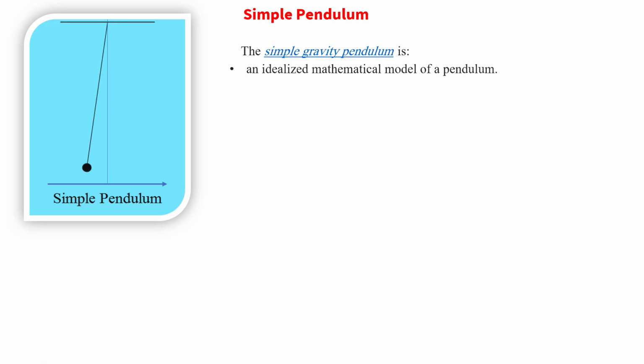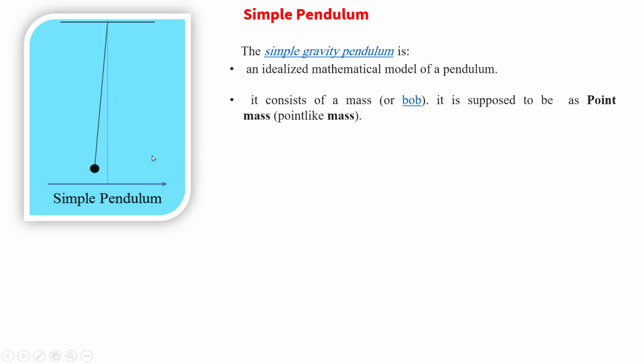The simple pendulum offers a method of measuring the constant acceleration due to gravity very precisely. The simple gravity pendulum is an idealized mathematical model, ideally defined as a particle suspended by a massless string.